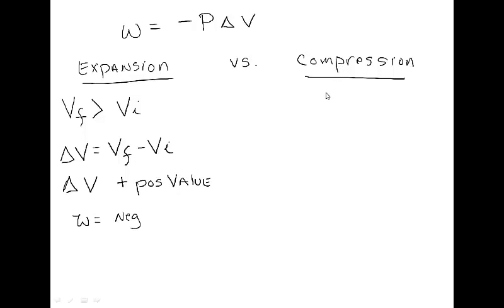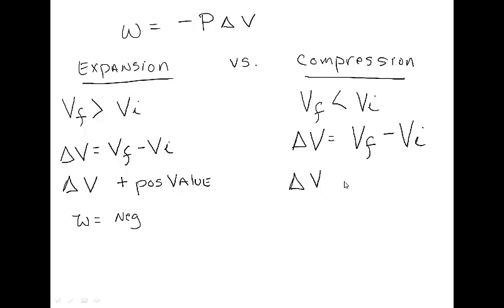Now, with compression, your surroundings is compressing the system. And remember, all this is done from the viewpoint of the system. So the system, the gas sample, is being smooshed. It's being compressed by the surroundings. So its final volume will be less than the initial. The change in volume will be a small number minus a larger one. That means your change in volume will give you a negative value. Again, sign and magnitude.